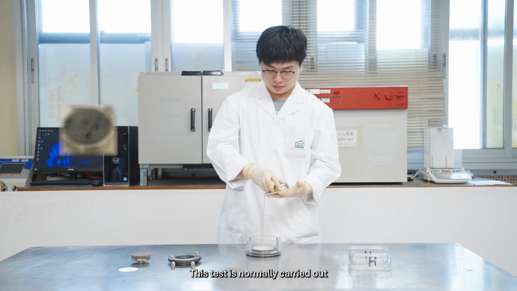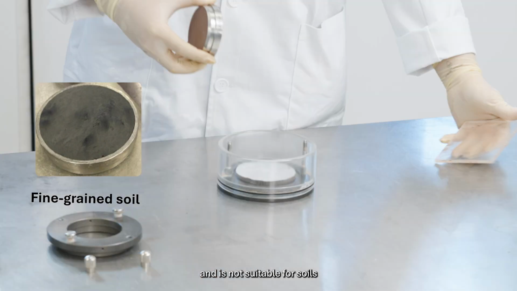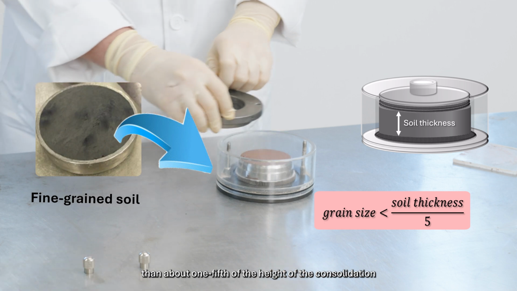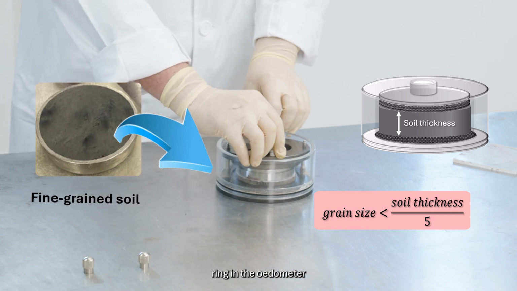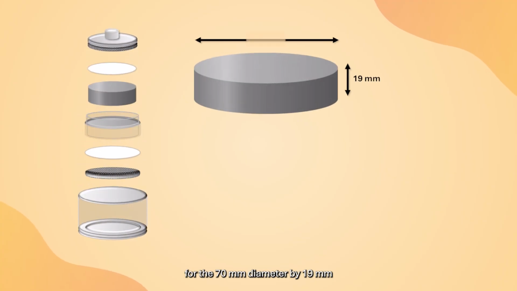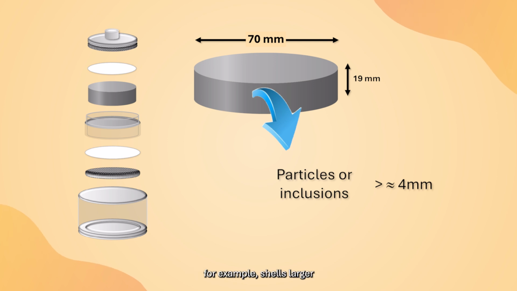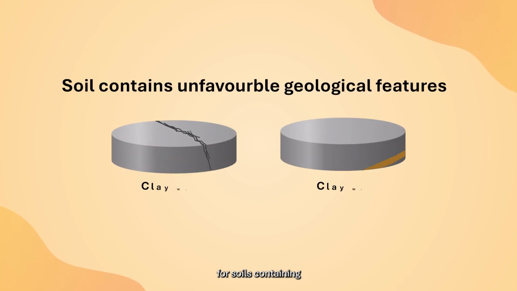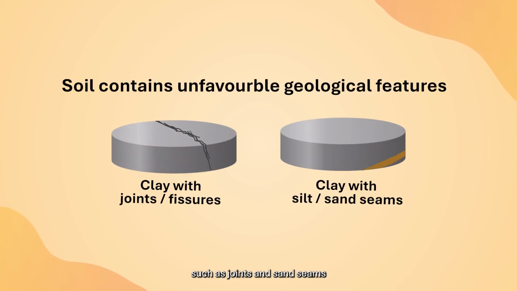This test is normally carried out for fine-grained soils and is not suitable for soils containing particles or inclusions with a size larger than about 1/5 of the height of the consolidation ring in the odometer. For the 70 mm diameter by 19 mm high ring commonly used in Hong Kong, tests on soil specimens containing particles or inclusions, for example shells, larger than about 4 mm may yield unreliable results. The test is also not suitable for soils containing unfavorable geological features such as joints and sand seams, which dominate the drainage characteristics of the soil sample.